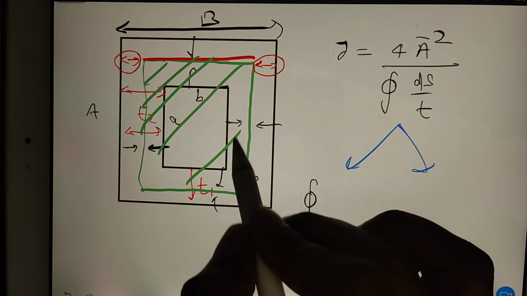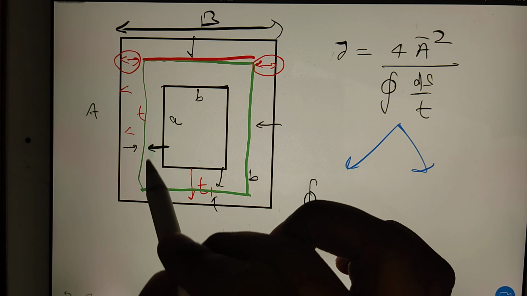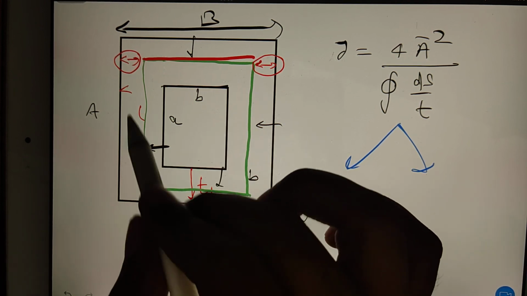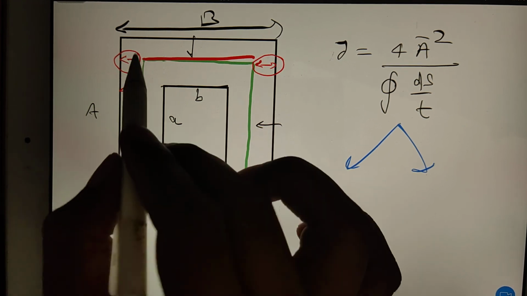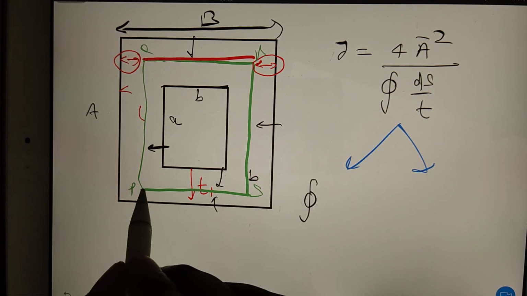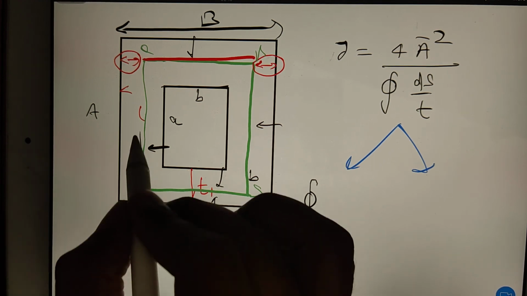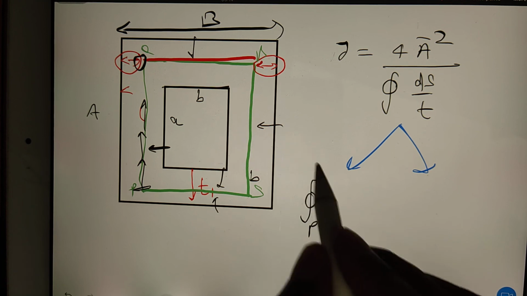wait, I will erase this part. For the middle one, meaning the green one, because we are working on the green one. So here you will give the name PQRS. You will start from here, move in this direction, move in this direction, move in this direction. Where will you stop? At Q you will stop. So from P to Q.